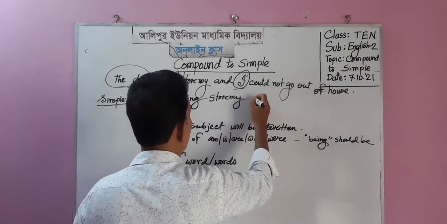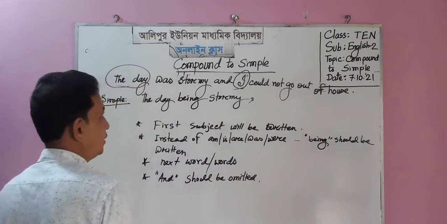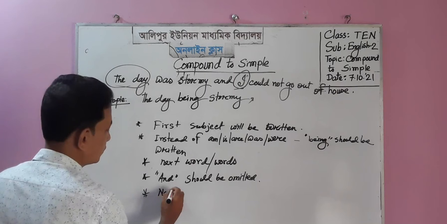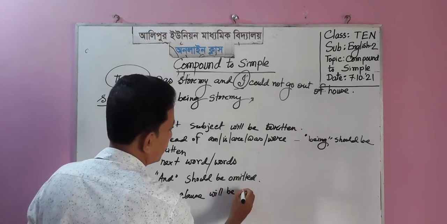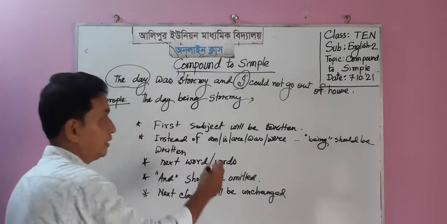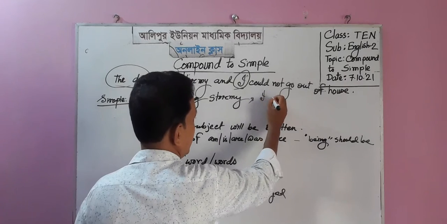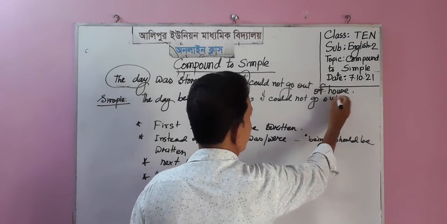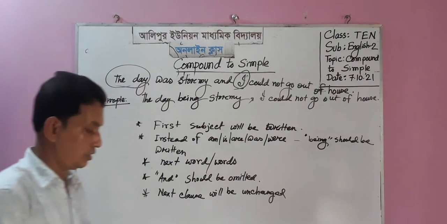So "and" is omitted. The day being stormy, comma, I may write, and then the other clause will be the same. The next clause will be unchanged. The next clause is I could not go out of house. It will be unchanged. So I may write here, I could not go out of house. Okay, dear students.